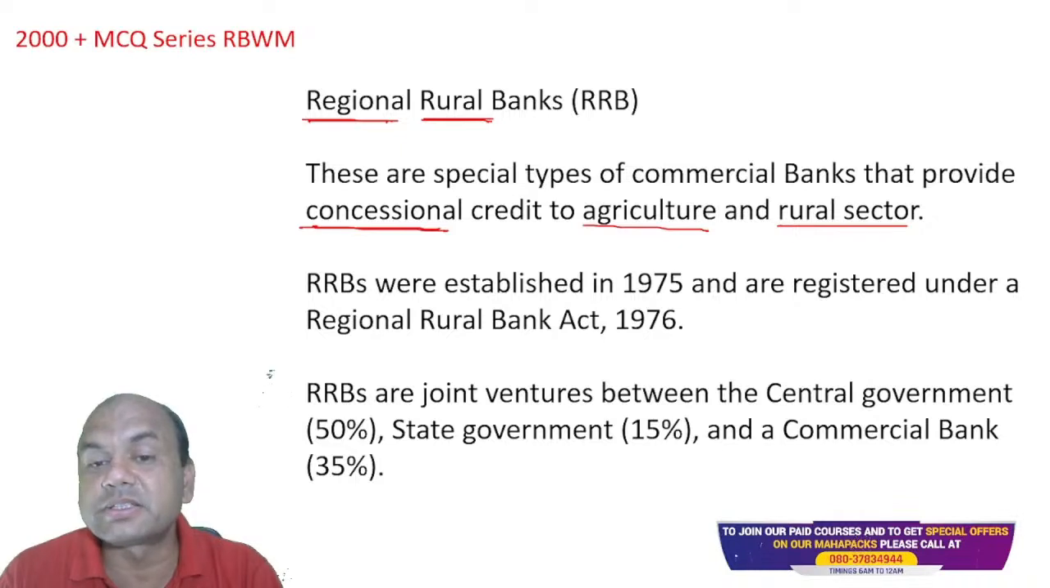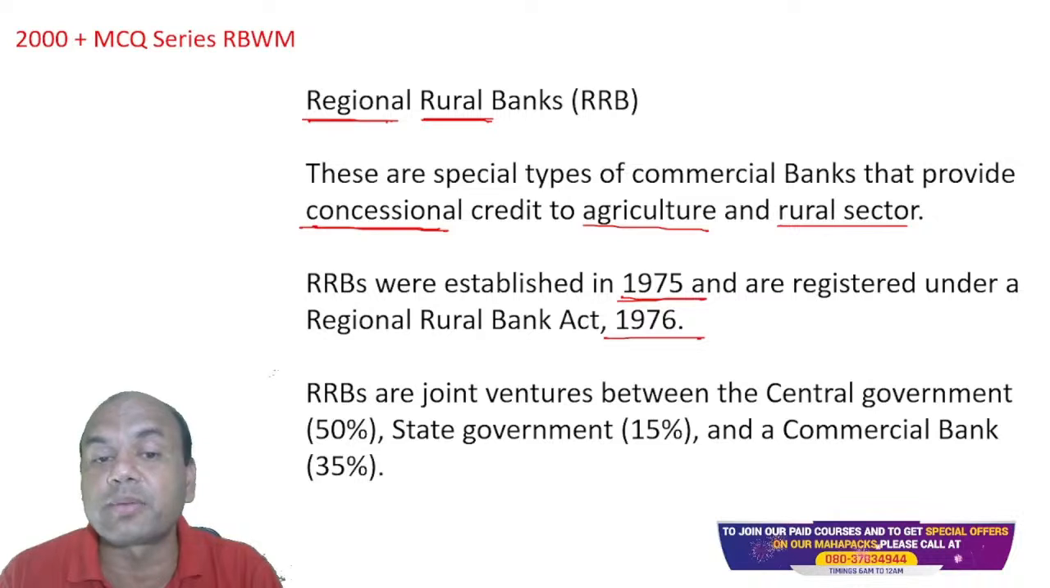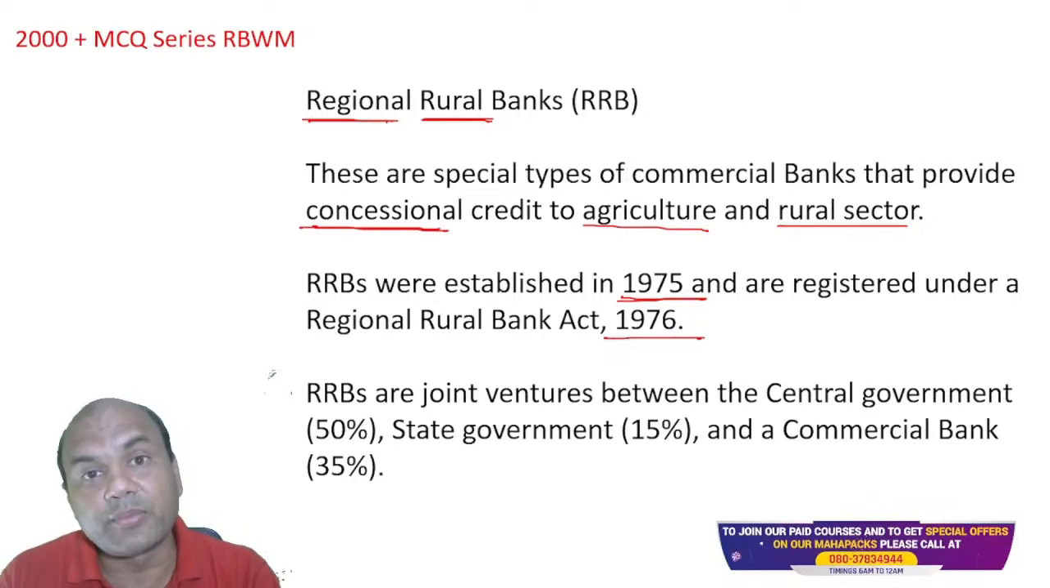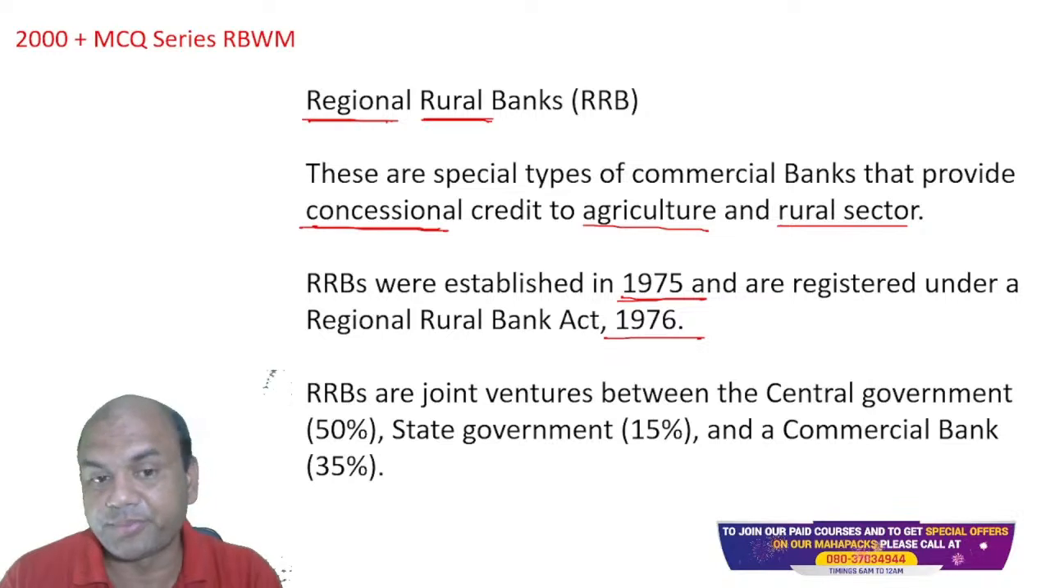RRBs were established in 1975 and registered under the RRB Act 1976. Remember, the act is of 1976 and the bank is in 1975. These two years are reversed. Generally, the act comes first and banks are later, like the RBI Act of 1934 and then the bank in 1935. But here it's reverse. That's why this is important.